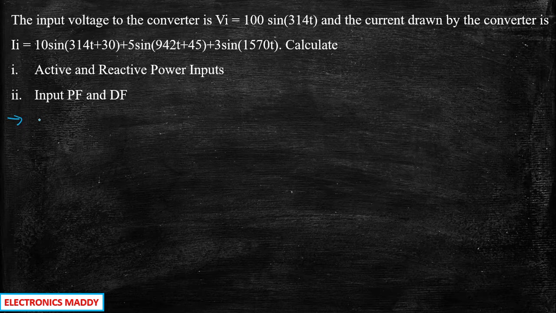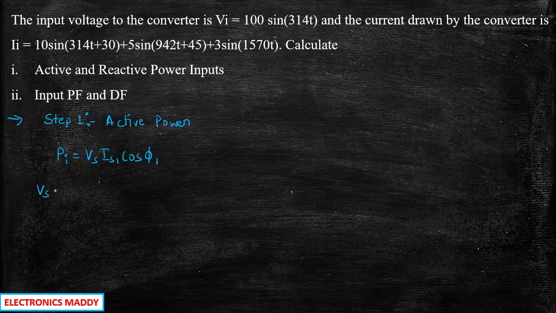First and foremost, step 1 is to find the active power input. We know the formula for active power, which is given by Pi = Vs Is1 cos phi1. So in order to find Pi, we need to know the value of Vs, the value of Is1, and also the value of phi1.